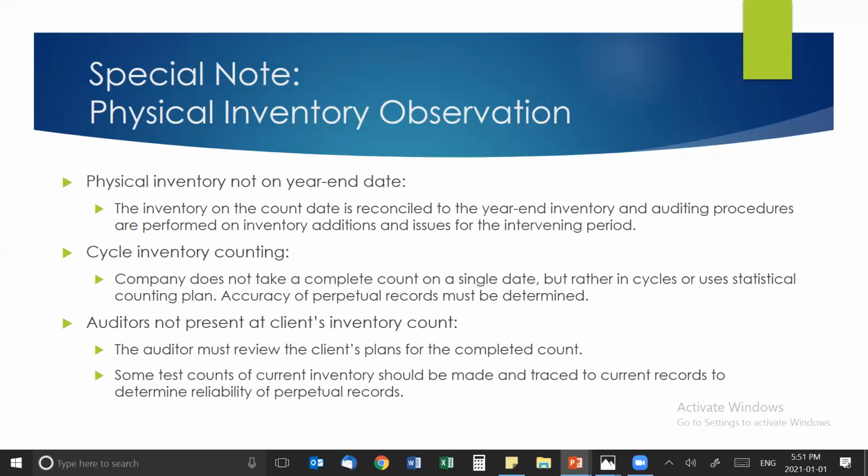If the company does not take a complete count on a single date, but rather does it in cycles, we need to make sure that their perpetual inventory records are accurate. If the auditor is not present at the client's inventory count, the auditor must review the client's plans for the count and then do some test counts of the current inventory, just to see if the records are reliable.